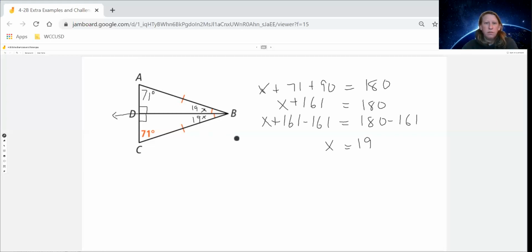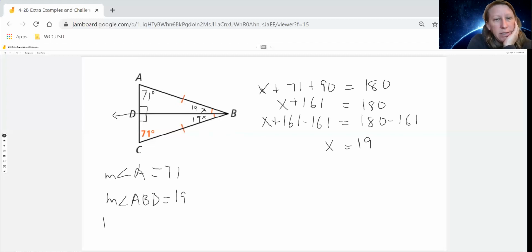Okay. So am I done? Did I solve everything? Yeah, maybe. I could say the measure of angle A is 71. I could say the measure of angle ABD is 19. I could say the measure of angle DBC is also 19. The only other thing I could do here is I could ask what's the measure of angle B.